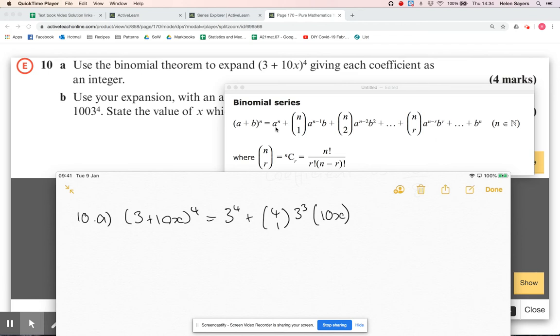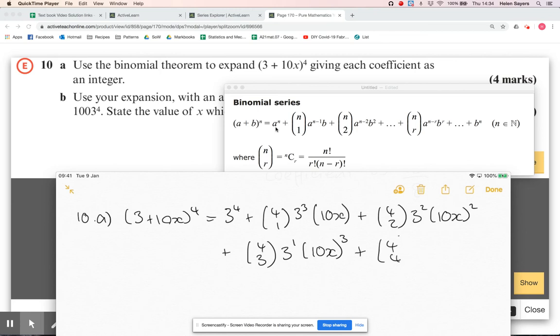Obviously, you don't need to bother writing that. So then it'll be 4 choose 2. The power of 3 will reduce by 1. The power of 10x will increase by 1. Then it'll be 4 choose 3. The power of 3 will reduce by 1. So obviously that is just 3, but I'm still going to write the 1 just to continue the pattern. The power of 10x will increase by 1. And then 4 choose 4. 3 to the power of 0. 10x to the power of 4.